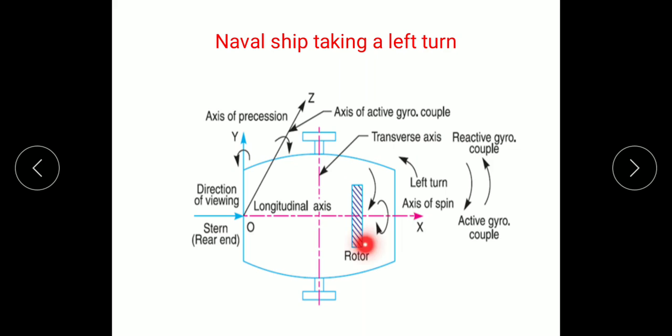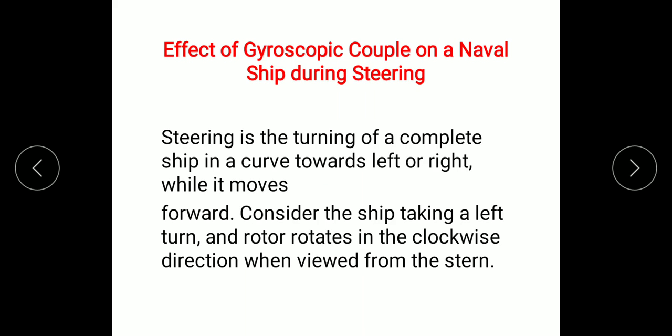The rotor rotates in clockwise direction or anti-clockwise direction. So there is active gyroscopic couple and reactive gyroscopic couple. The gyroscopic effect of the naval ship during steering, left turn or right turn, is similar to that of an aeroplane. The gyroscopic effect in a naval ship has three main cases: steering, pitching and rolling.